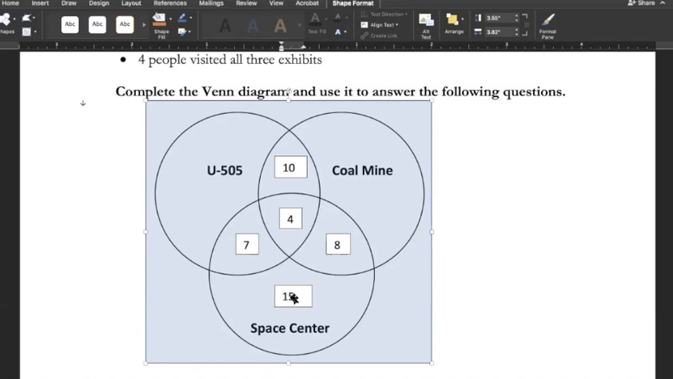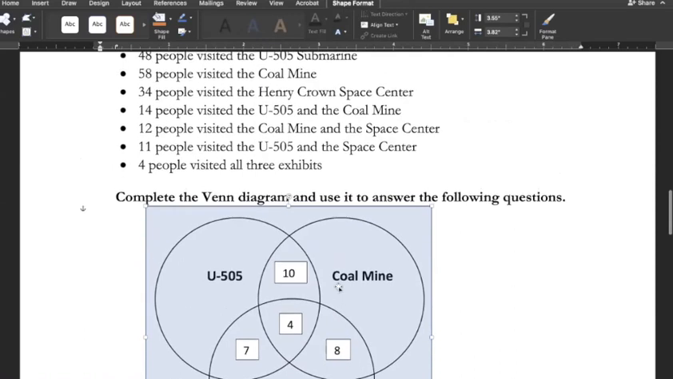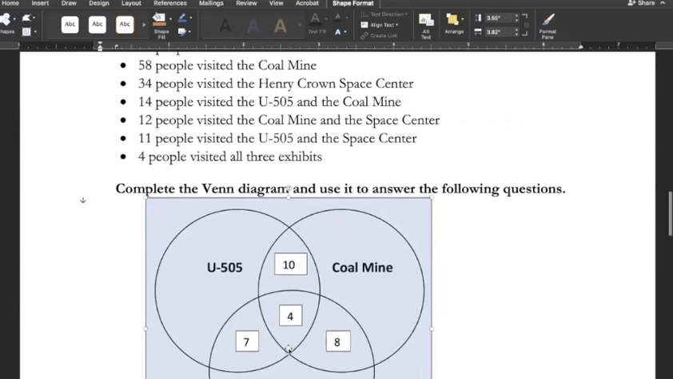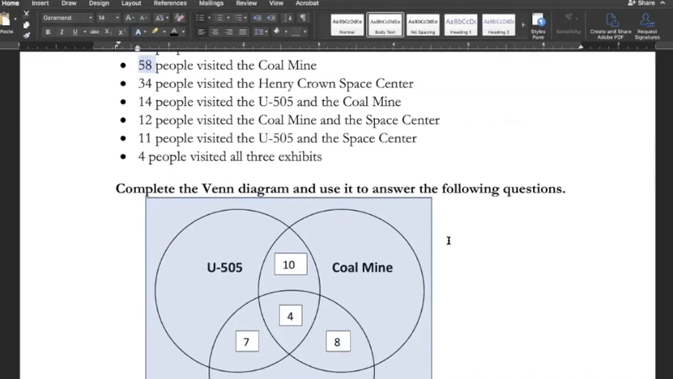I hope that you're tracking with this. It's simple arithmetic. It's subtraction, folks. It's not too bad, okay? So now we know that we've got our 34 people. If you add these numbers together, those 34 people visited the Space Center, just as it says up here. It says 58 people visited the coal mine. So the people that visited the coal mine are in this big circle right here. And there are a total of 58.